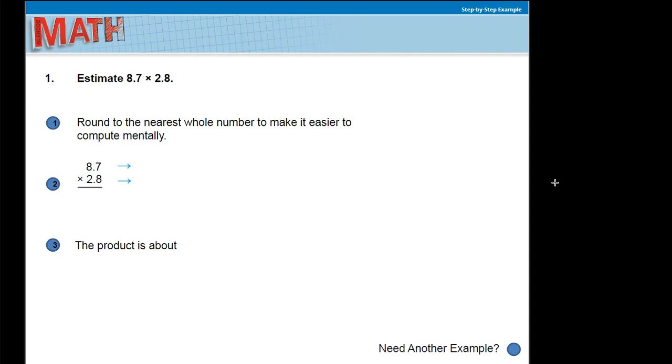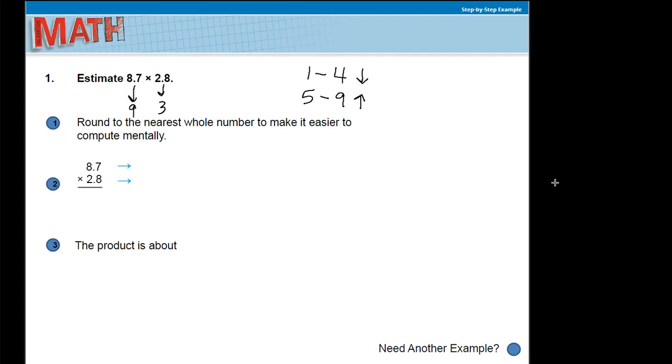So first off, we're going to estimate 8.7 and 2.8. Like I said in the previous lesson, anything that is 1 to 4, we're going to go down. If it's 5 to 9, we're going to go up. So we have 8.7, which is going to be rounded to 9, and then 2.8 to 3. The 7 and the 8 make the numbers go up.